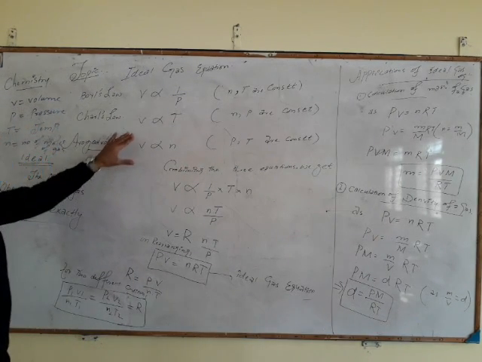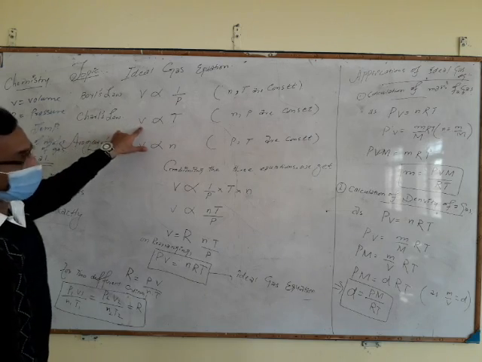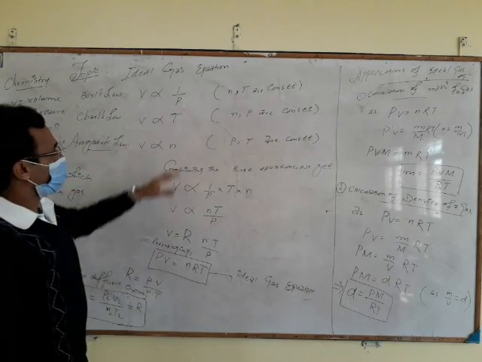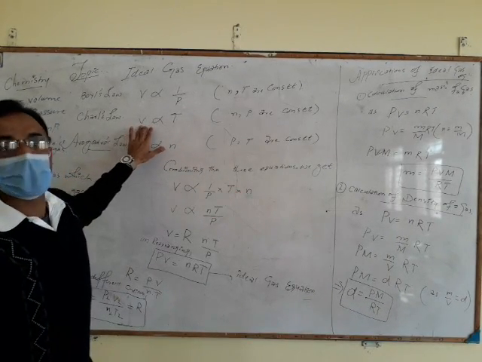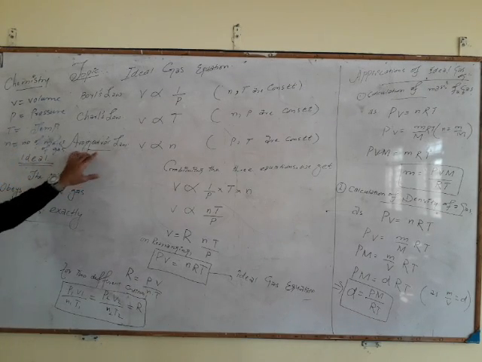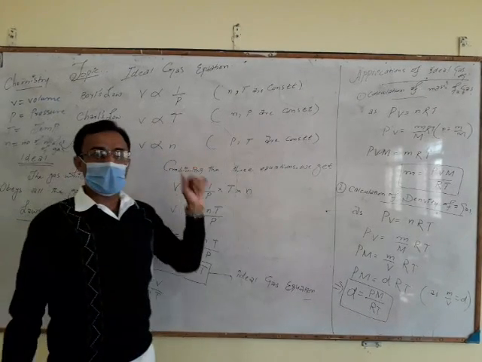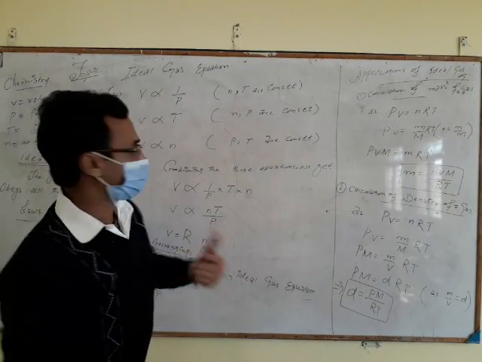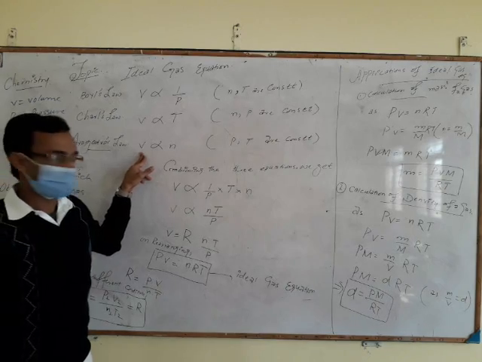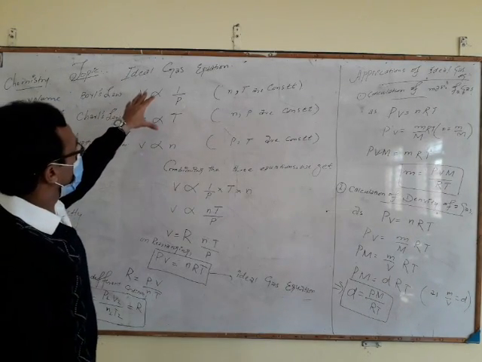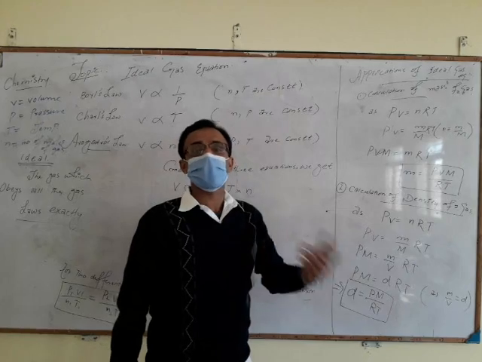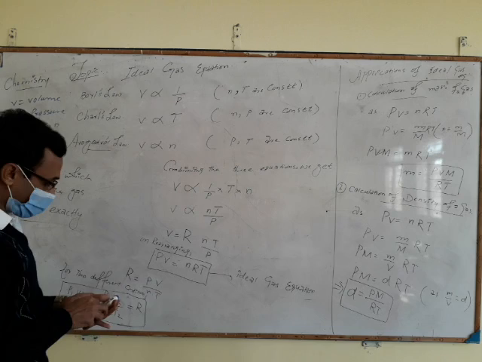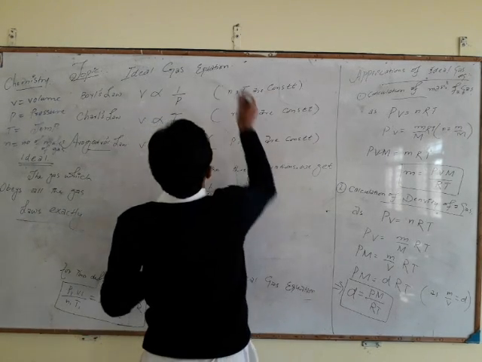Similarly, according to Charles' law, the volume of the given mass of a gas is directly proportional to temperature. It means with an increase in temperature, the volume of the gas will increase. According to Avogadro's law, the volume of the given mass of a gas is directly proportional to the number of moles of a gas. It means if the number of moles increases, then the volume will also increase. Now, actually, the ideal gas equation is the combination of all these three laws. Therefore, this ideal gas equation is also named as the combined gas equation.